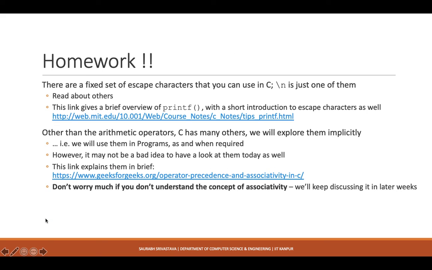Now there is some homework. Again, the homeworks are going to get more intense, so please have a look at them and do them sincerely, because a lot of learning would lie in the homework part.